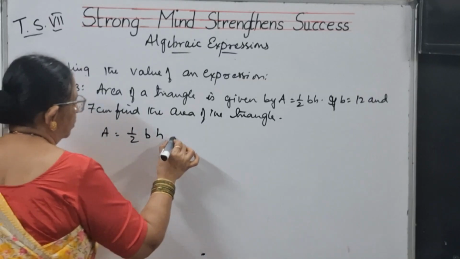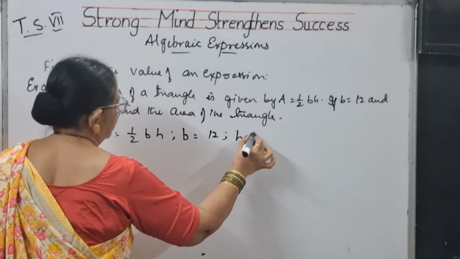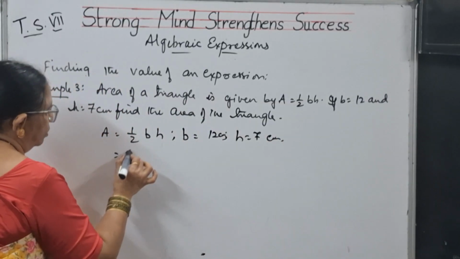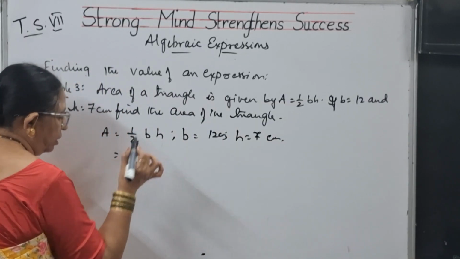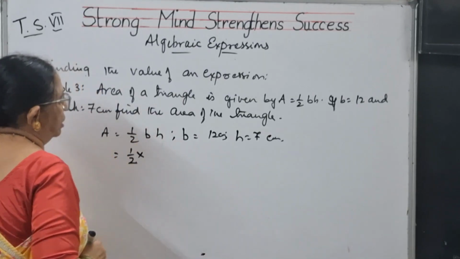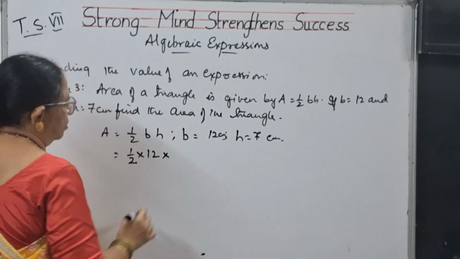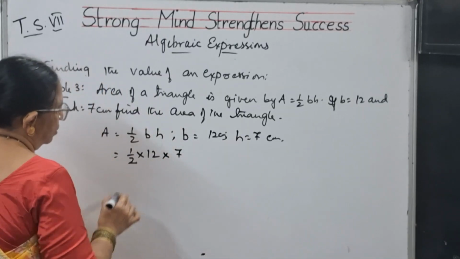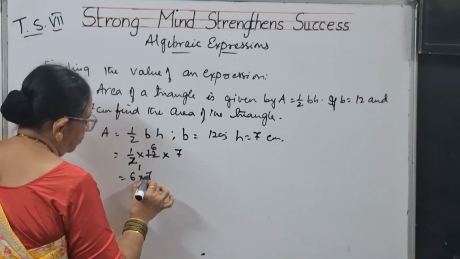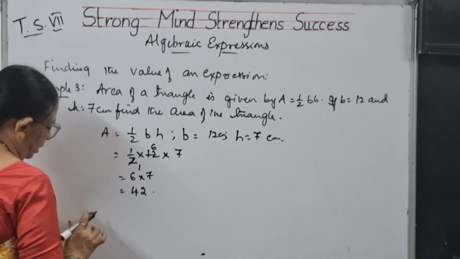And they have given B value is 12, H value is 7. 12 centimeters, 7 centimeters. So this is equal to half into, here into actually means no sign, no plus or no minus means multiplication. Half into, in the place of B I'll write 12, in the place of H I'll write 7. So 2 ones are 2, 2 sixes are 12, that is 6 into 7, 42.